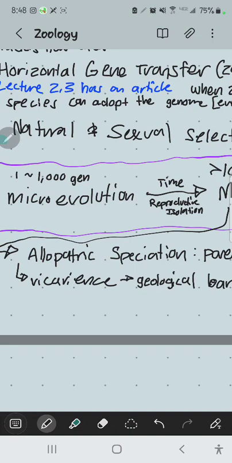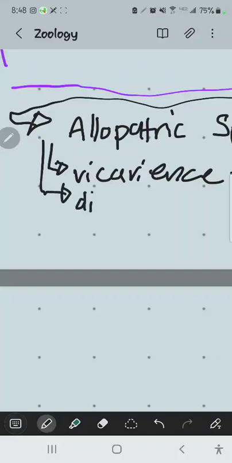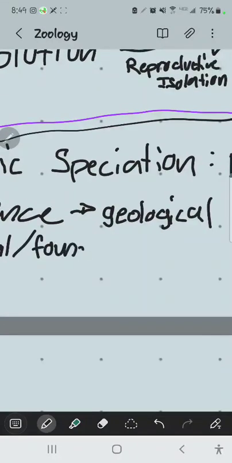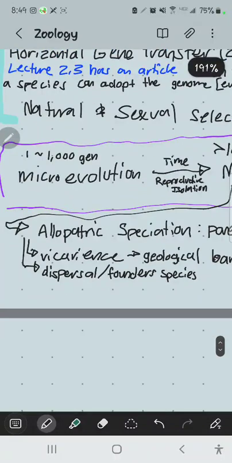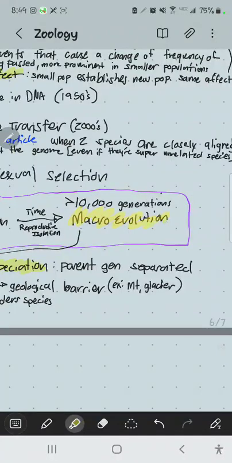Or you can have what we saw before, which was the founder effect, or population bottleneck, result basically in a founder species. So this is called dispersal, or founder species. Those are the two mechanisms for allopatric speciation. Either way, what happens is you have a separation of a parent population. And that's what allopatric literally means. Separate the parent population, or separate parents.